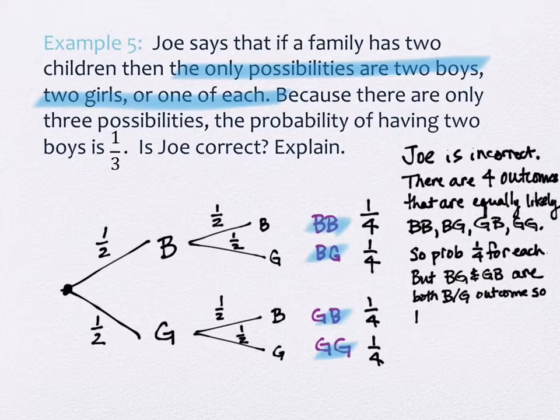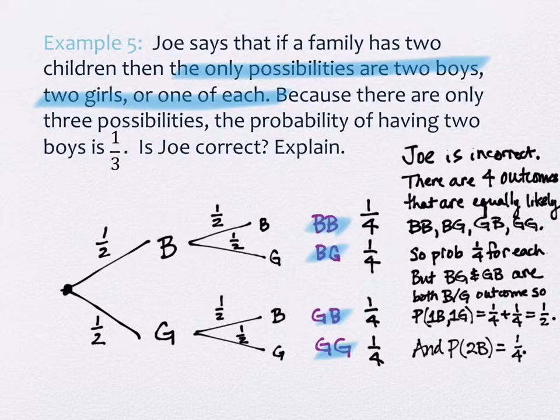So the probability of one boy and one girl in either order, right, is 1/4 plus 1/4, which is 1/2. And the probability of two boys, which is what he was talking about, is 1/4. There's lots of other ways you could write down versions of what I've just said, but with the same idea. All right, any questions on that one?